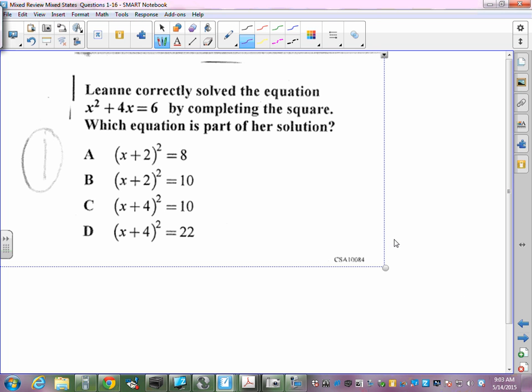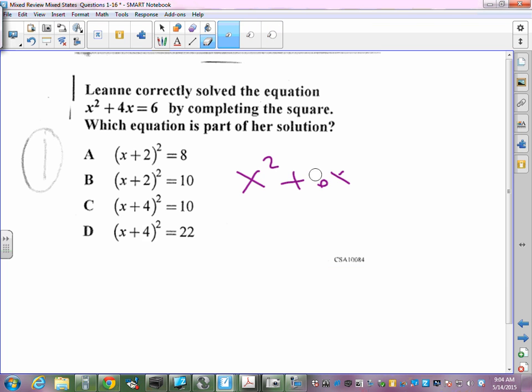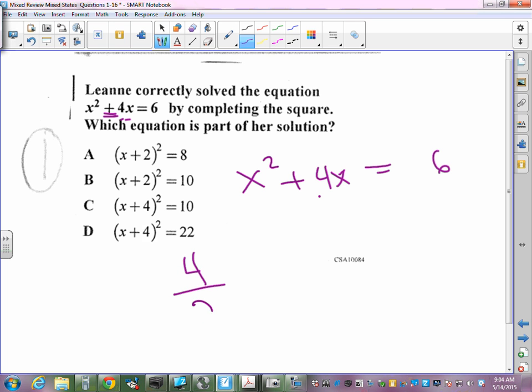Okay, this first question is completing the square. Completing the square, remember, is a process where you solve. And in our class, we had a cheer with completing the square. We said what we did is you half it, then you square it, and then you add it to both sides. So what you do first of all is you take that 4, half of 4 is 2. The next thing you do is you square it. 2 squared is 4. And then you add that 4 that you squared to both sides.